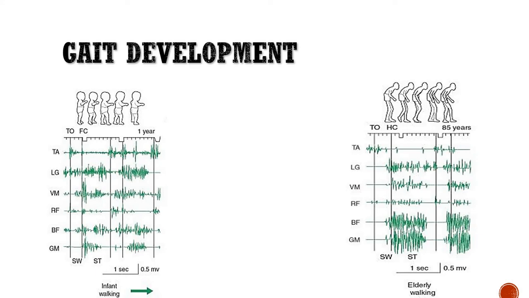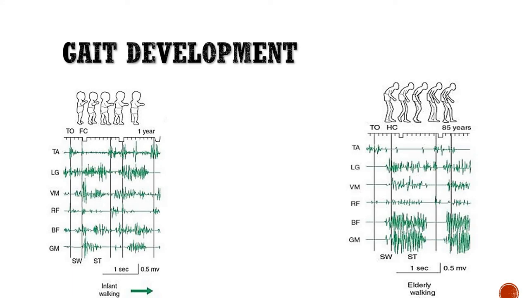If you look along underneath the image of the two characters walking, you'll see TO and HC. So TO is toe off, HC is heel contact. The child example is foot contact because they're learning to walk. They're not using their heel. They're just getting their foot in contact with the ground.